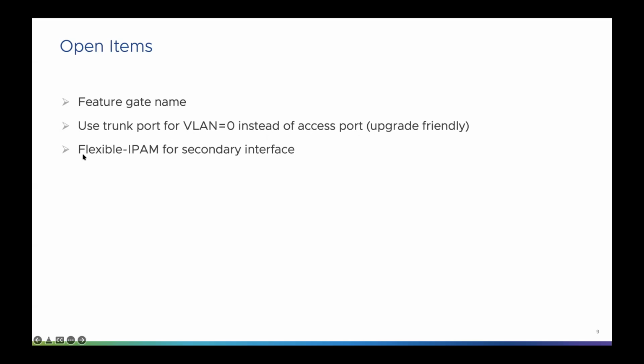And next one is flexible IPAM for the secondary interface. The secondary interface PR is still in progress, but we may consider making flexible IPAM support the secondary interface for IP allocation. Okay, that's all I want to share. Any questions?